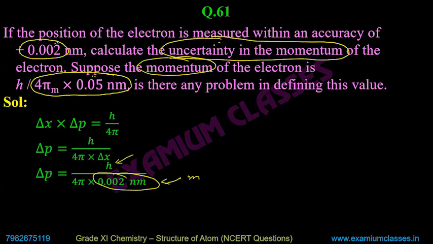No, sir, it is in the denominator. It represents delta x, sir, 0.05 nm. It is actually h by 4 pi, and this m should not have been here. There is no significance of this m. This is just creating confusion. Into 0.05 nanometer. It is similar to this one. Now compare these two.